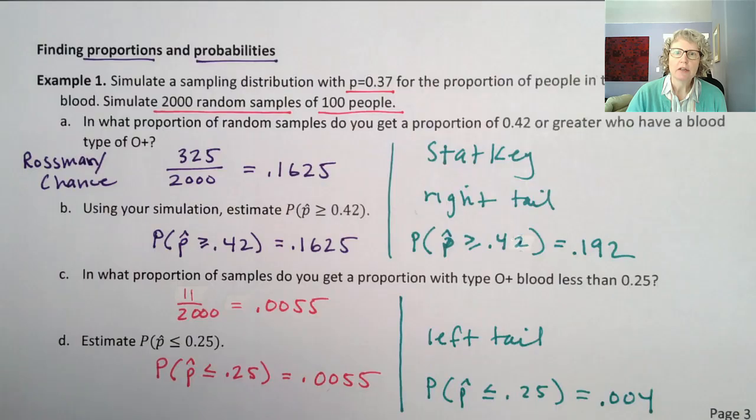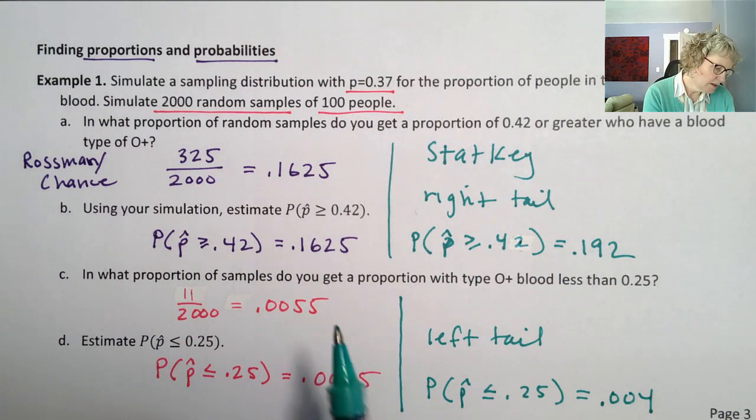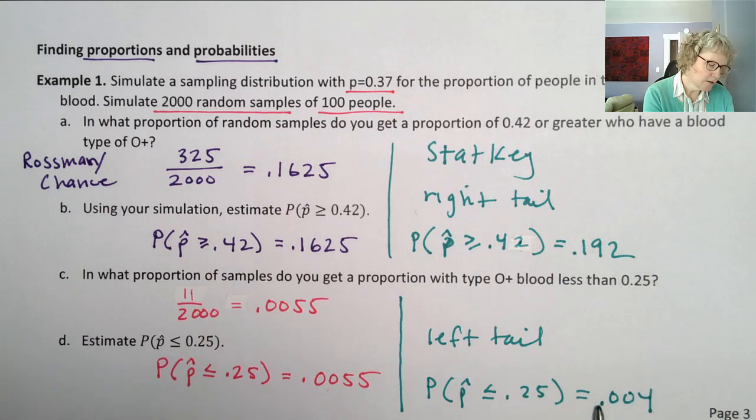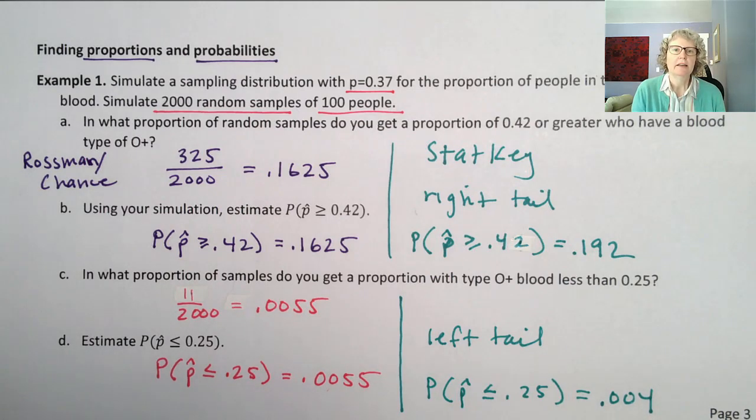Let's double check what we got before. We got 0.0055, so again, a little bit different. And that's why in MyOpenMath there is a tolerance to allow for that simulation to simulation variation. Okay, great. I hope that helps, and I'll see you in the next video.